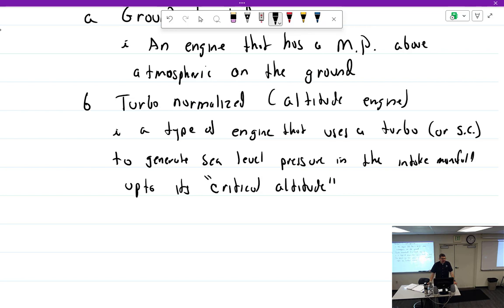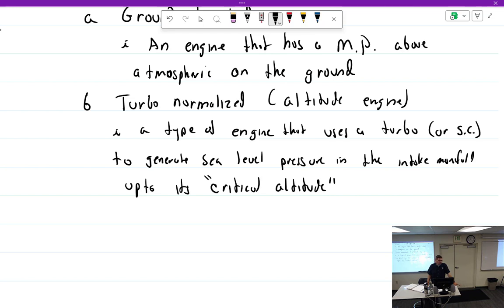So if you had a plane like this, and you're right here, sea level-ish, and wide open throttle, I look at my manifold pressure, it's going to say 29, 30. And I climb 1,000 feet, it's going to say 30. And I go up to 5,000 feet, it's going to say 30. And I go up to 10,000 feet, it's going to say 30, right? And so then I keep going until it gets to its critical altitude. We'll say it's 15,000 feet. So I get all the way up to 15,000 feet. I look at the manifold pressure, it says 30. And then I go up to 16,000 feet and it says 29.